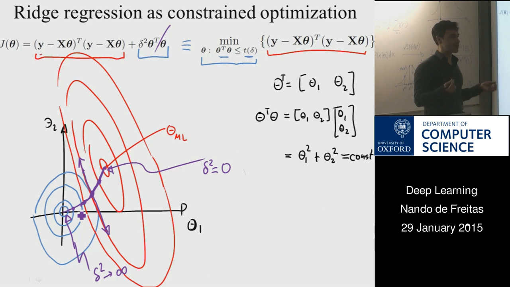So the question is, what's the optimal delta? Okay, and we'll try to answer that question. We'll come up with a method that answers that question in this class. But what's the optimal delta for a particular data set?